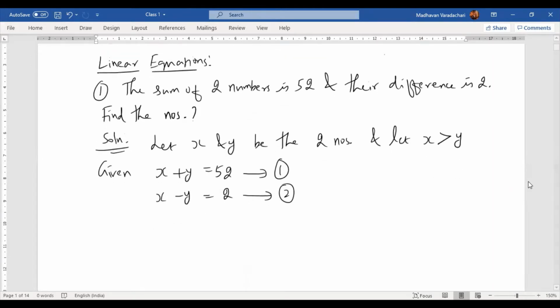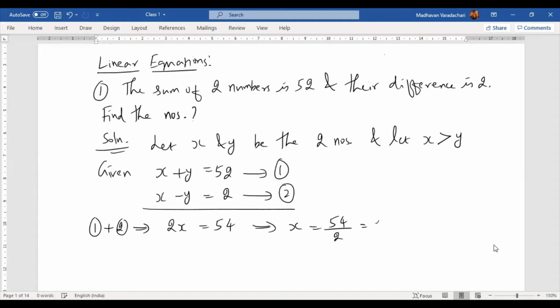Now, in order to solve this, we can simply add these two, because there is a plus y and a minus y. If I add these two, it will get cancelled. So we'll have 2x equal to 54, which means our x will be 54 by 2, which will be 27.